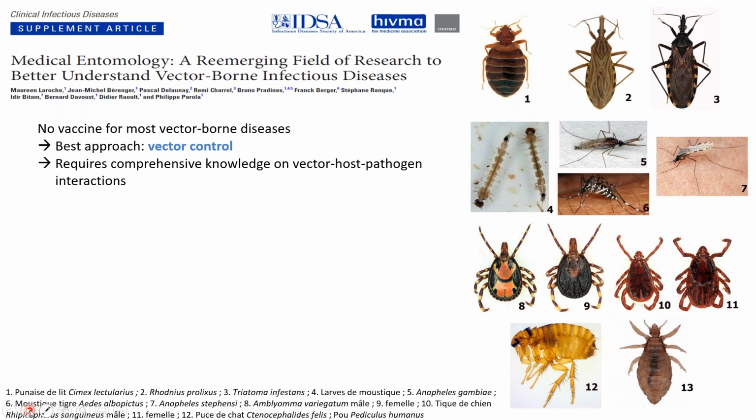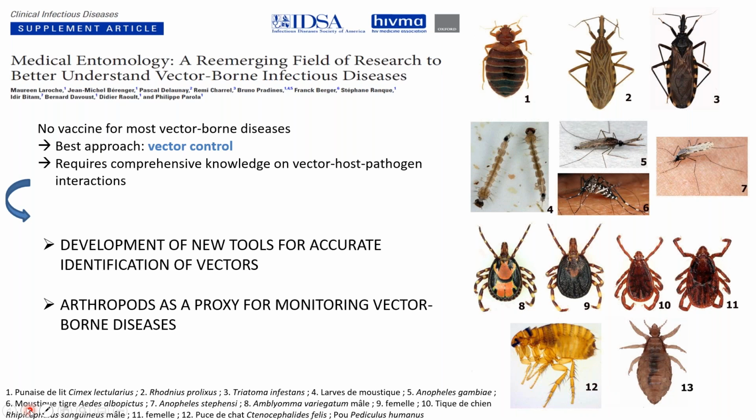So if you want to address this issue, you really have to tackle it at the source and do some vector control. And vector control requires extensive knowledge of the vector itself, but also of the pathogen that are associated with it. And so all axes of research in medical entomology kind of revolve around that, but our two big ones would be the development of new tools for arthropod identification, because you can't control something if you don't know what it is or if it's even there, and also the use of arthropod as a proxy for monitoring vector-borne diseases. As I was just telling you, you have specificity between the host, the vector and the pathogen, and this allows us to infer the risk of transmission of vector-borne diseases.